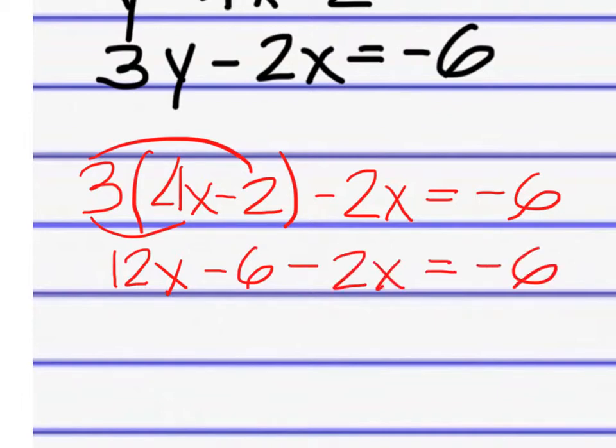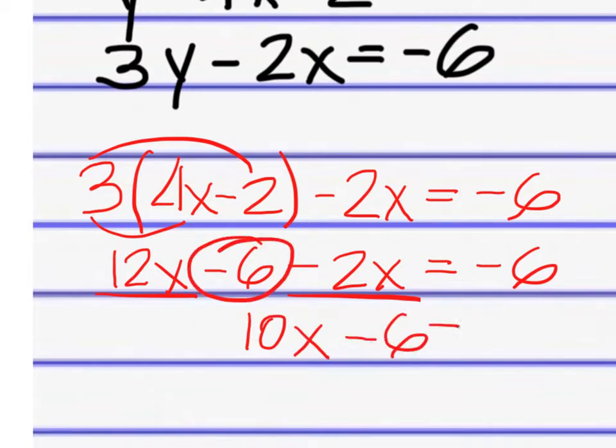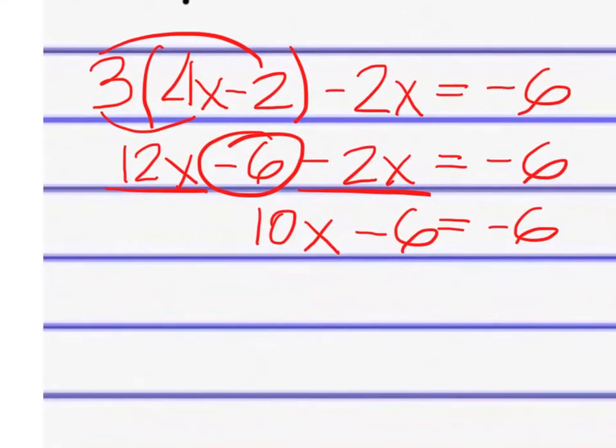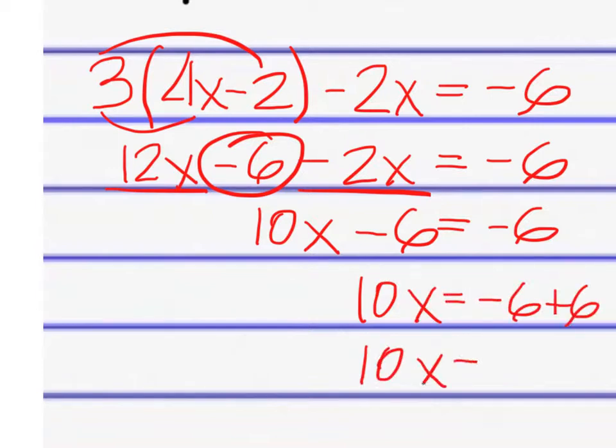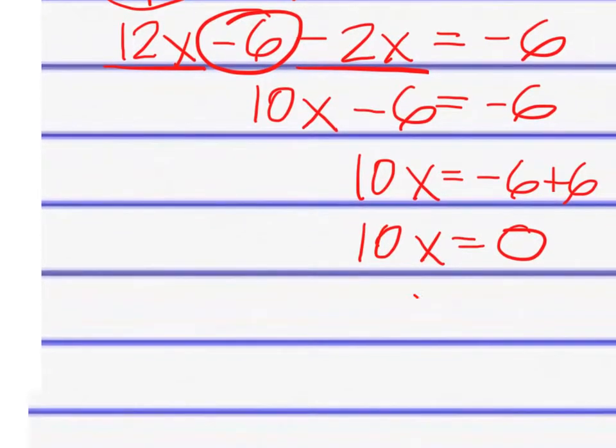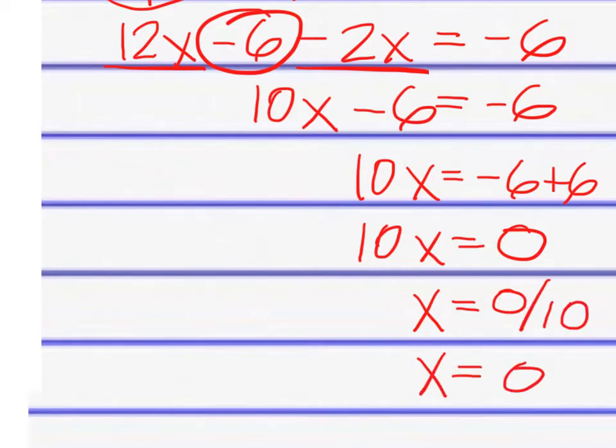From there you add like terms. You have 12x minus 2x. That is 10x. And keep this minus 6 where it's at. Now move the minus 6 to the right. Make it plus 6. Simplify to get a 0. 0 divided by 10 is just 0. So we know that x equals 0.